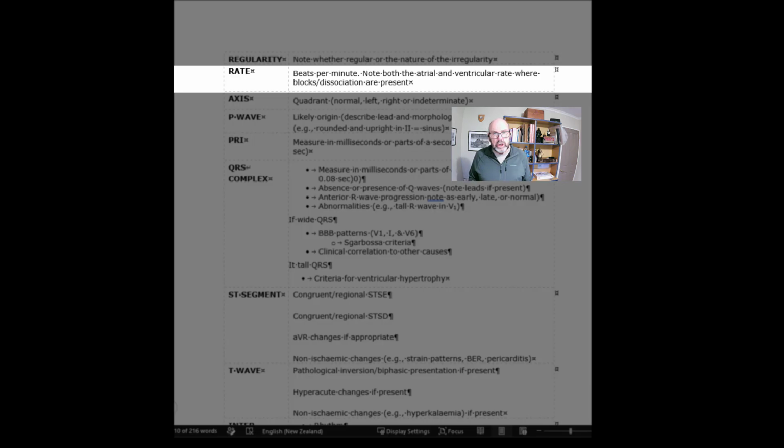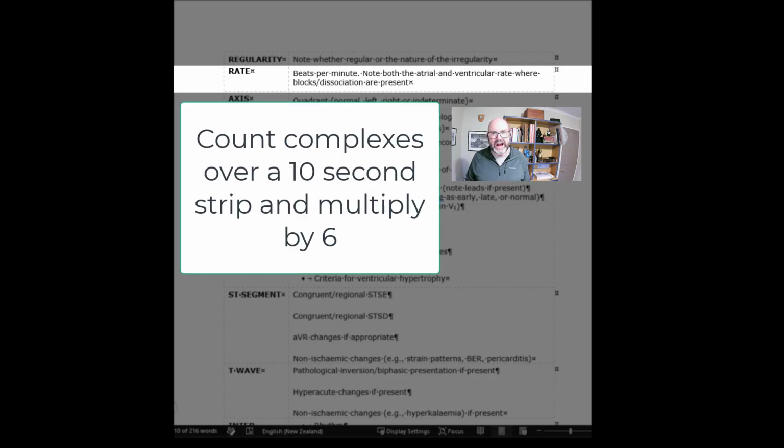The next thing to determine is the electrical rate. This is also an essential element to determining the cardiac rhythm. You're likely to be familiar with three methods to determine this, and the gold standard that we're recommending is extrapolating from a 10-second strip. That is to say, you count all the R waves over a 10-second rhythm strip and multiply this number by 6 to estimate the minute rate.